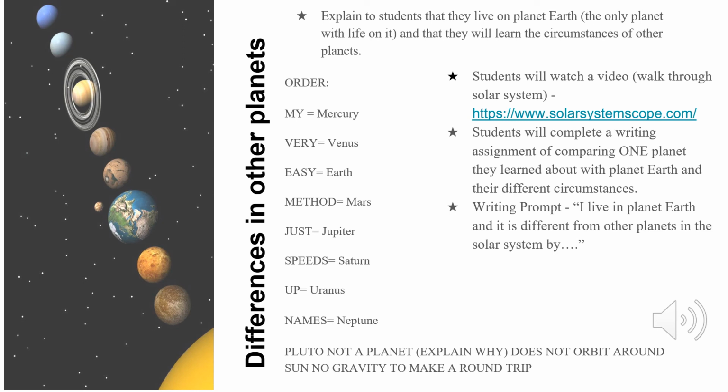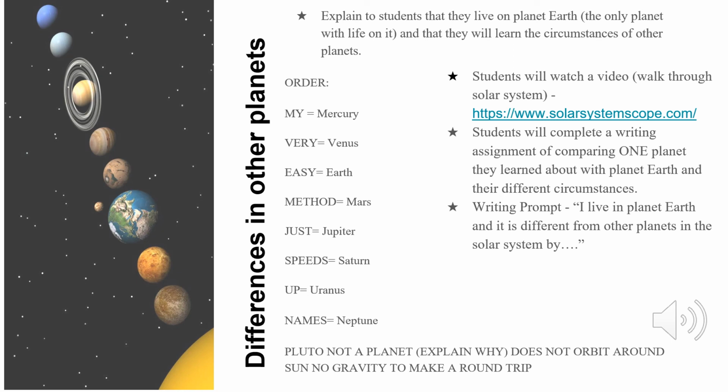Furthermore, the educator will encourage students to learn the order of the planets. My Very Easy Method Just Speeds Up Names. So that helps students to put the planets in order by being Mercury, Venus, Earth, Mars, Jupiter, Saturn, Uranus, and Neptune. Explain to students that Pluto is not a planet and it does not orbit the sun, because it has no gravity, so it does not make a round trip around the sun.